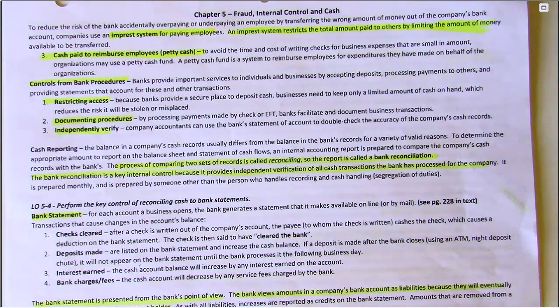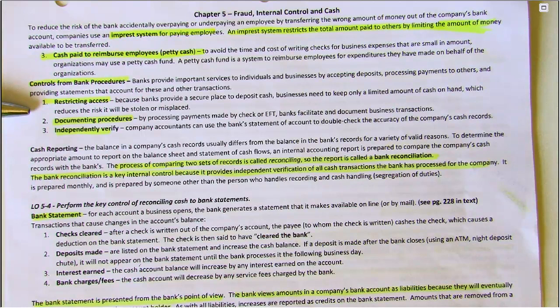First, let's talk about the controls that banks provide. Our notes state that banks provide important services to individuals and businesses by accepting deposits, processing payments to others, and providing statements that account for these and other transactions. So these are the three internal control principles or activities that banks provide.